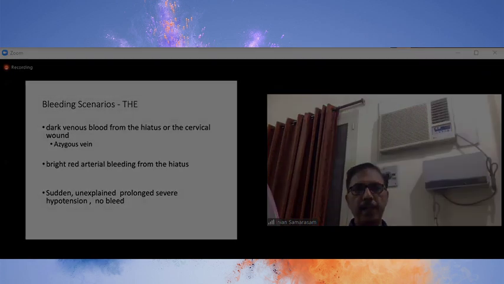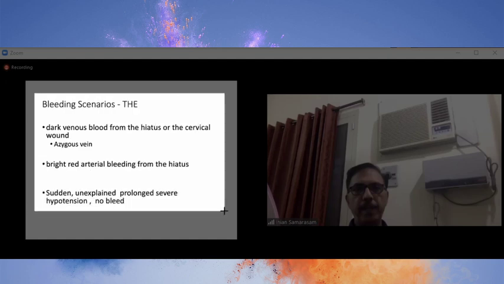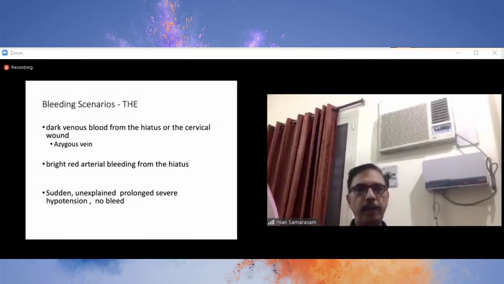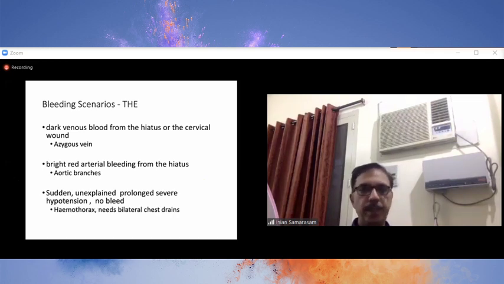The first one is a venous bleed, dark venous blood, usually from the esophageal veins when you're doing a transhiatal dissection. The second, when there is arterial blood, means that you've injured one of the aortic branches. Even a small aortic branch to the esophagus can bleed quite profusely. And the third scenario is when there is no blood but the patient goes into hypotension, which means that the patient is probably bleeding into the chest cavity, and you need to quickly put in bilateral chest drains.